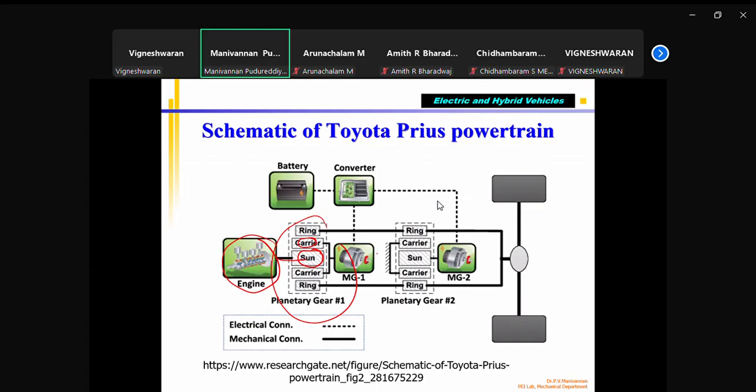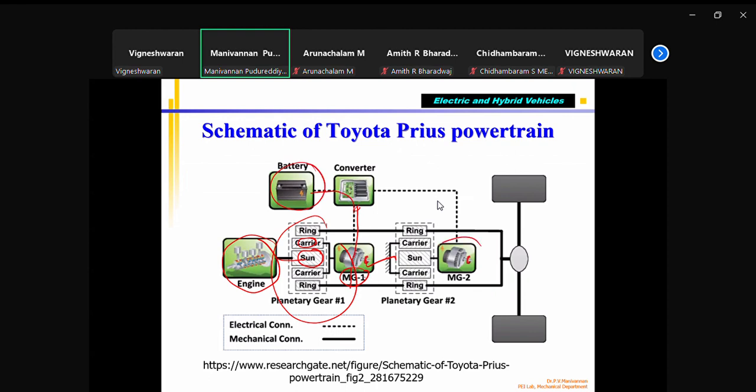The planetary gear arrangement is connected to this motor 1, MG1. This can act as an MG, meaning motor cum generator. MG means it can work as a motor, and if you need, it becomes a generator also. From here, it goes to the converter. From the converter, it goes to the battery. It can charge the battery. This MG1 can charge the battery.